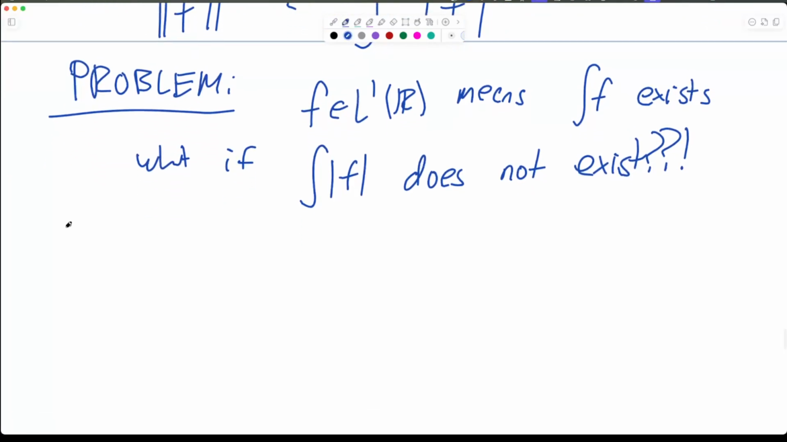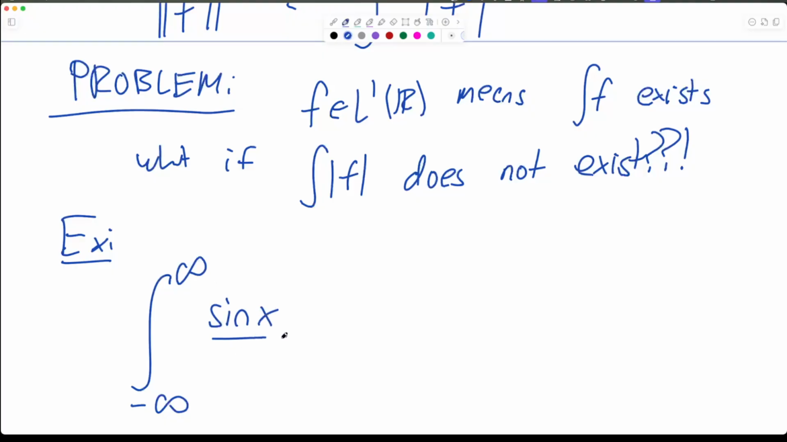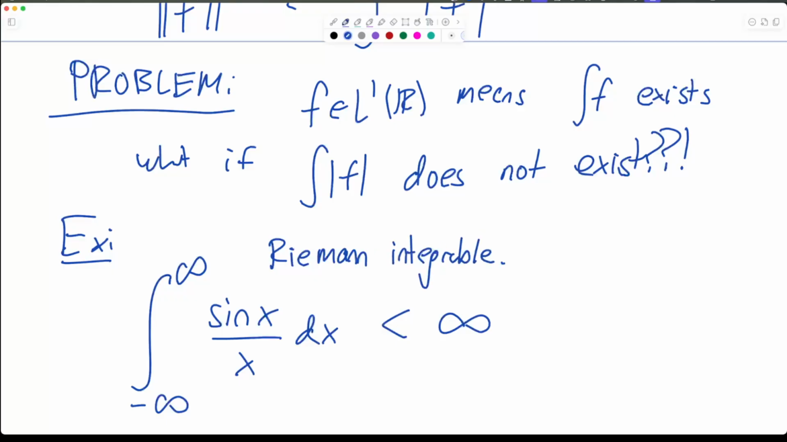But for example, in the Riemann integral, this is the example from the textbook. If you do the integral of sine of x over x dx, this is some number in Riemann land. So this is Riemann integrable. Sine of x over x is Riemann integrable from minus infinity to infinity.